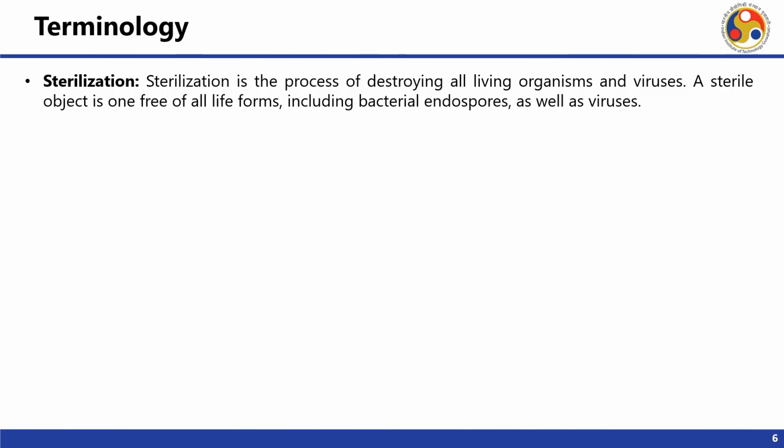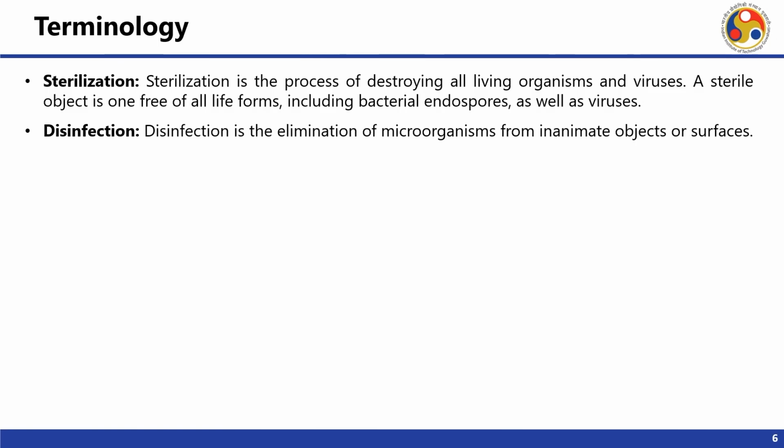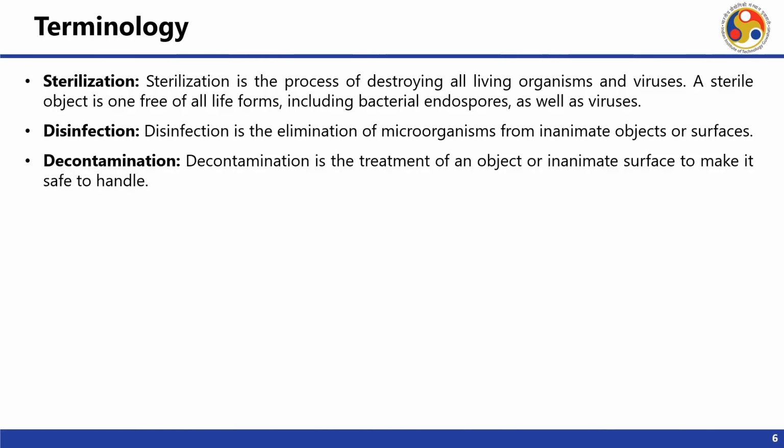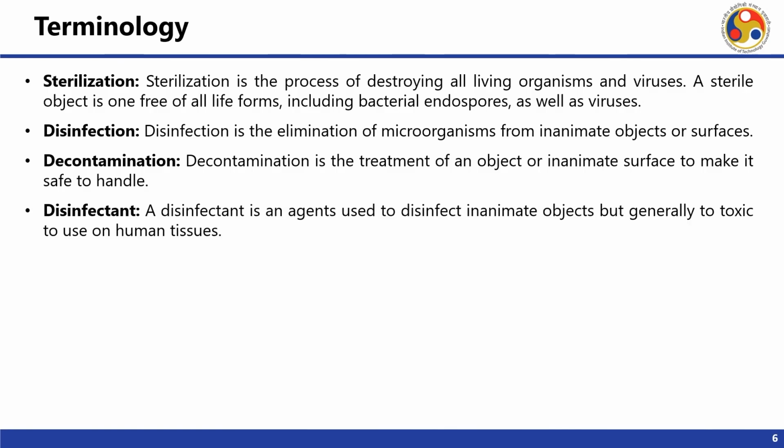Some of the important terminologies useful from the point of view of controlling microorganisms start with sterilization. Sterilization is a process of destroying all living organisms and viruses. A sterile object is one free of all life forms, including bacterial endospores as well as viruses. Then there is a term called disinfection, which is the elimination of microorganisms from inanimate objects or surfaces. And then we have decontamination, which is the treatment of an object or inanimate surface to make it safe to handle. Then we have disinfectants, which are agents used to disinfect inanimate objects, but generally too toxic to use on human tissues. This is basically chemical in nature.